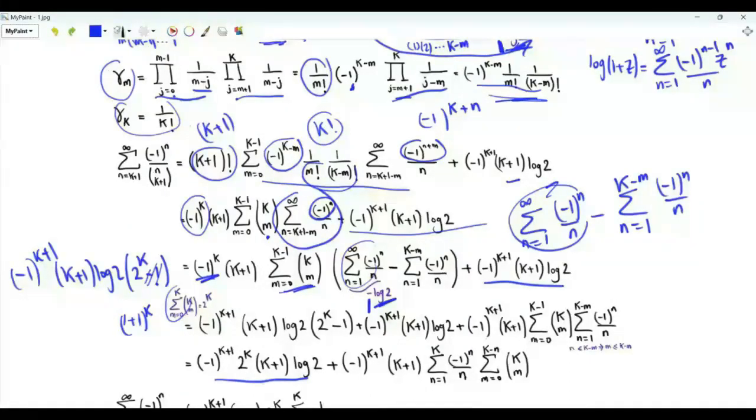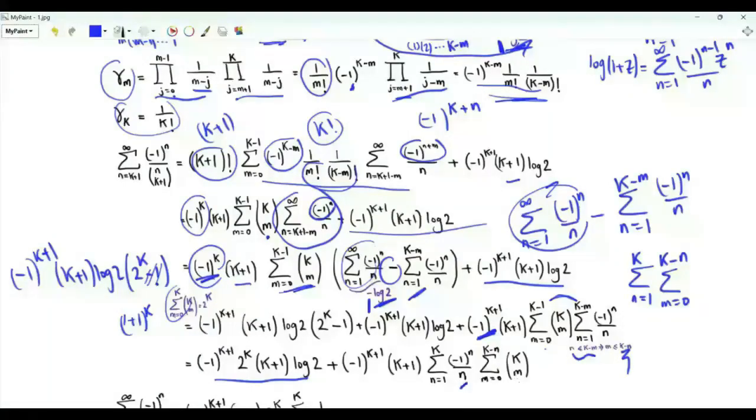We still have (-1)^(k+1) to take care of this (-1)^k and this minus sign. (k+1), summation m from 0 to k-1, k choose m, summation n from 1 to k-m, (-1)^n over n. In this summation, we have n less than or equal to k-m, which means that small m is less than or equal to k-n. We can interchange the order of summation and write this double sum as summation n from 1 to k, summation m from 0 to k-n.